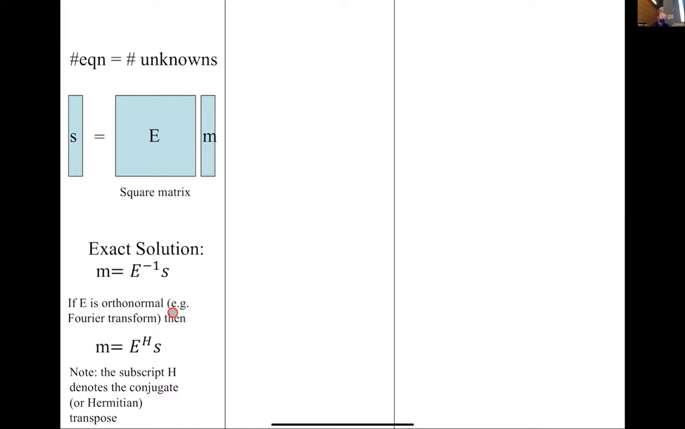So this is what we've been doing so far. When we talk about aliasing and the Nyquist condition, we're trying to get to a square matrix. And if we get to a square matrix, life is good. We can get our data, compute the inverse, and estimate our object.